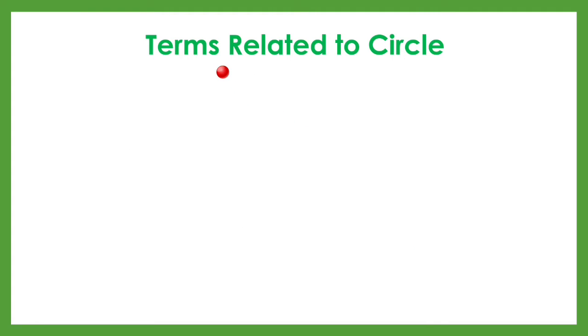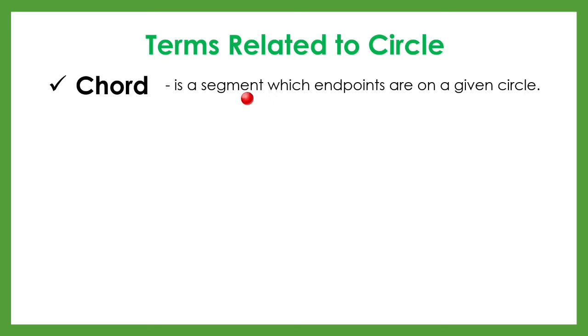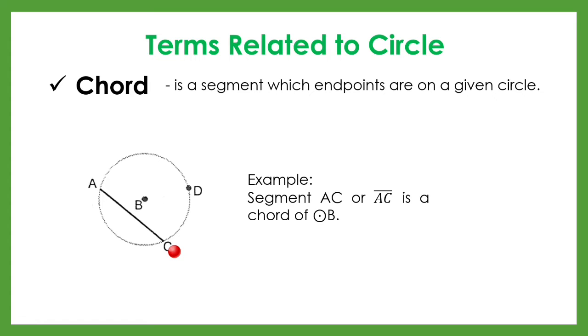Let's now have the terms related to circle. The first one is chord. What is a chord? A chord is a segment which endpoints are on a given circle. Let's have an example. So, example, we have circle B. Ang segment which endpoints are on a given circle, ang segments natin ay line segment AC. So, segment AC or line segment AC is a chord of circle B. So, yung point A and point C are on the circle.